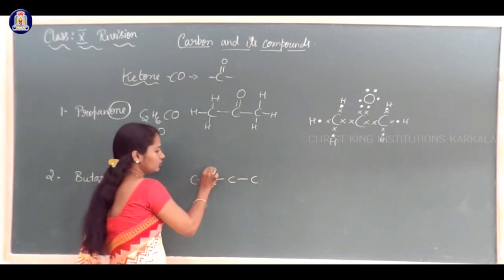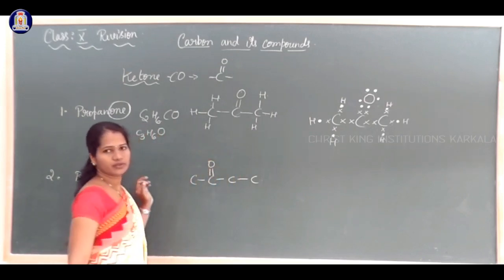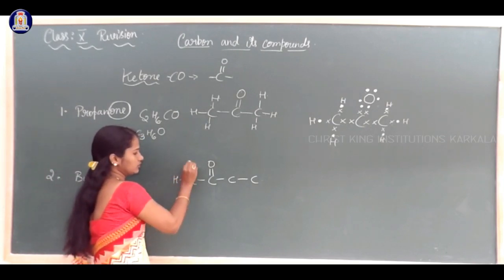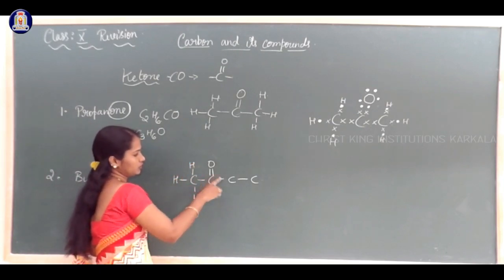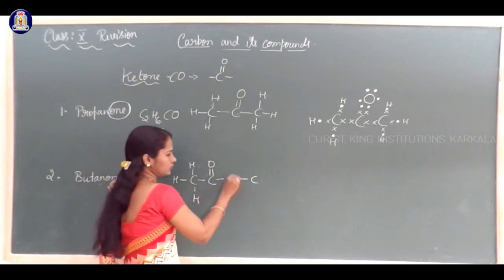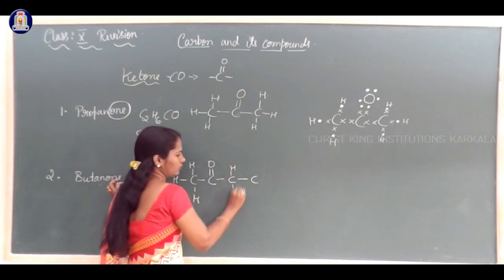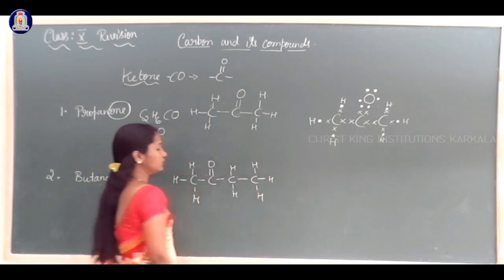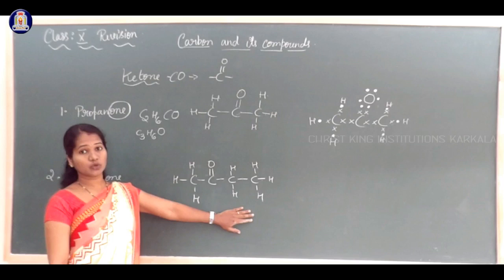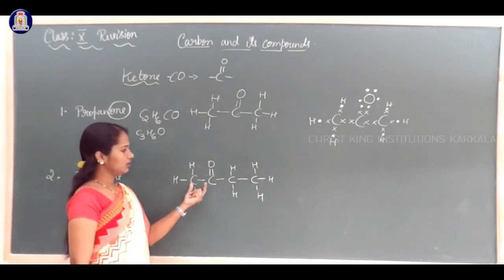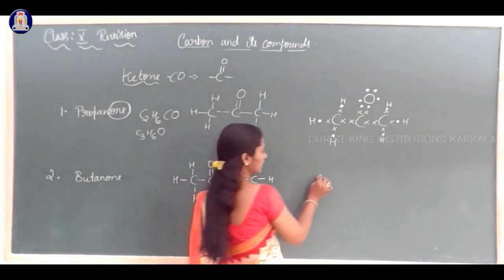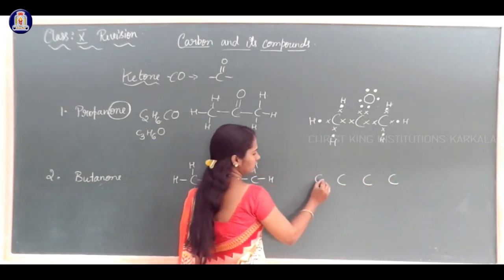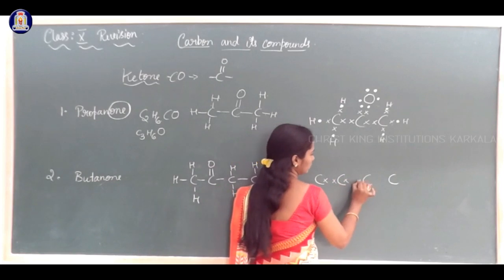Now I write the ketonic group for the second carbon atom. Remaining bonds complete by forming bonds with the hydrogen: 4 bonds, 1, 2, 3, 4 present. So this electron dot structure I am writing, the butanone electron dot structure. How many carbon atoms? 4 carbon atoms, right? And they form a single bond.